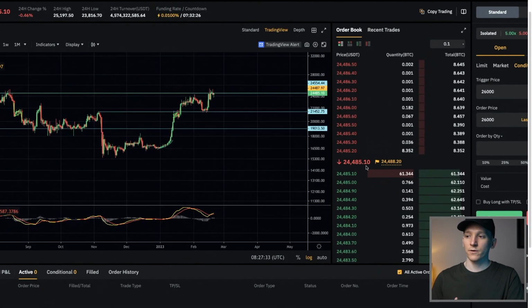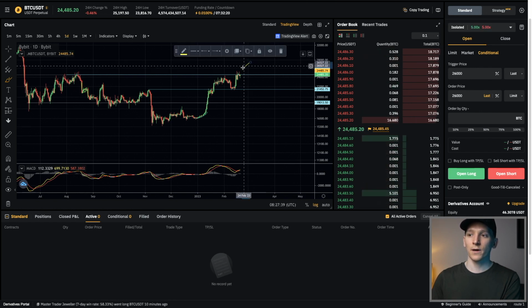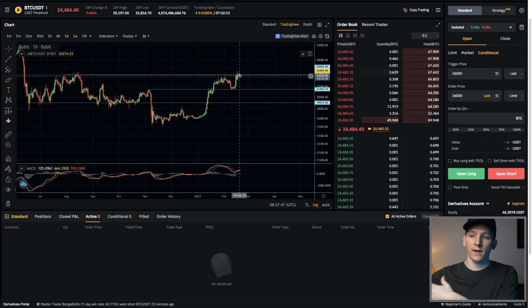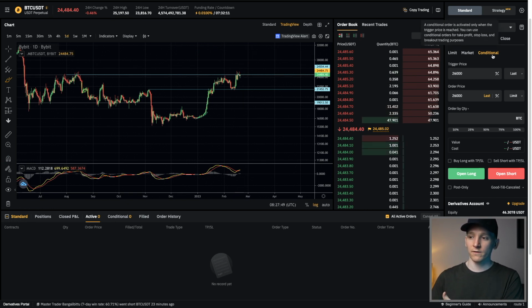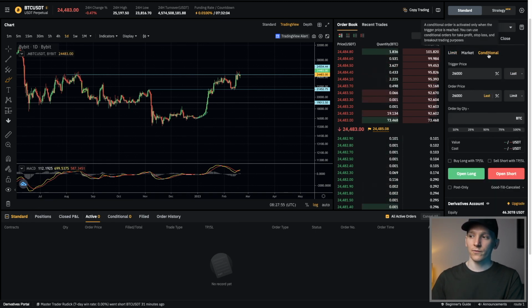Now that's something you could do physically, but sometimes you're not at your screen, and so you can put that conditional order in to actually trade here. Because if you put a limit order in, it's going to trade you straight away, of course, because the price is under 26,000. So conditional orders are essentially used a lot for breakout trades, mainly because we have limit orders and other types of order that we can use with futures for other types of trades. So conditional is really for breakout trading in this case.